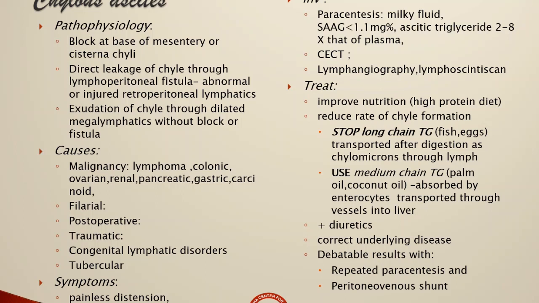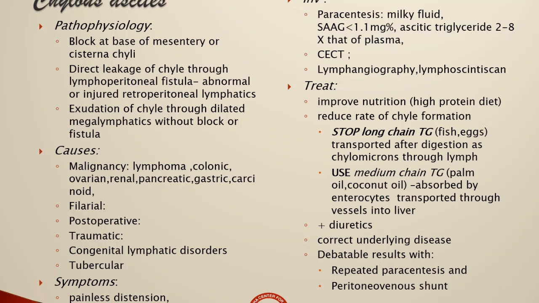Investigation: you do a paracentesis, you aspirate what? Milky fluid. And if you look at the serum ascitic albumin gradient, it's always less than 1.1 milligram %, and the ascitic triglyceride level is 2 to 8 times that of plasma. It's a very high triglyceride level inside the ascitic fluid. A contrast enhanced CT scan may be able to help you to diagnose the reason for it, but more often than not, a lymphangiography and lymphoscintigraphy scan is more informative.